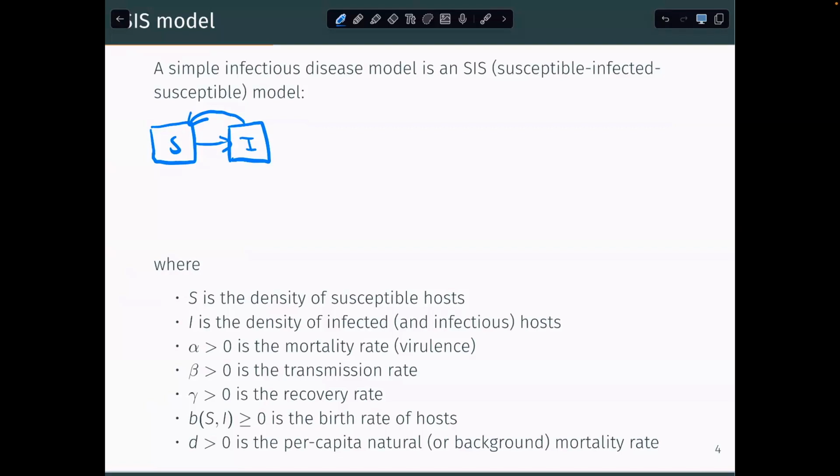So what this is really assuming is that everyone starts off susceptible, they can get infected, they can recover, but when they recover, they immediately become susceptible again. So there's no buildup of immunity. So this is a good model for many sexually transmitted infections.